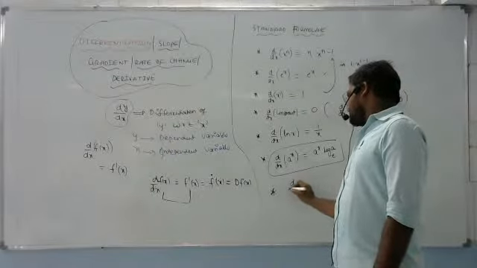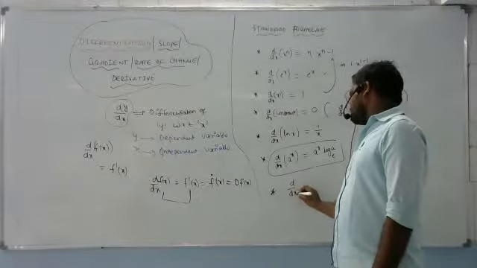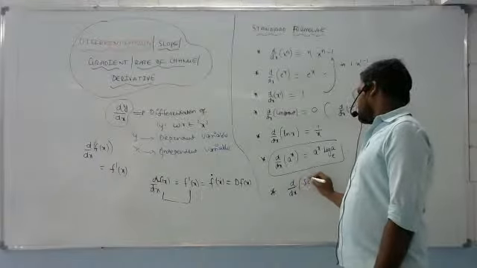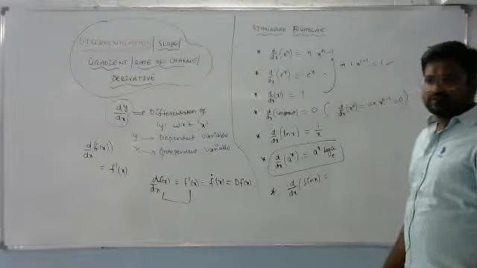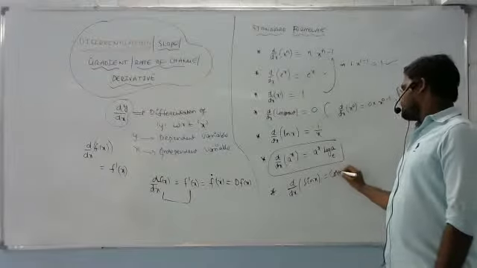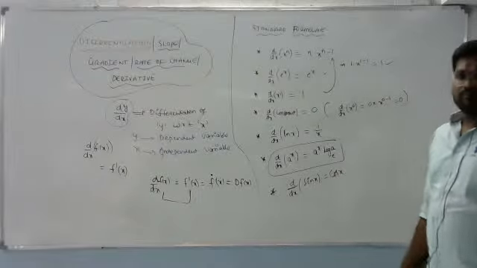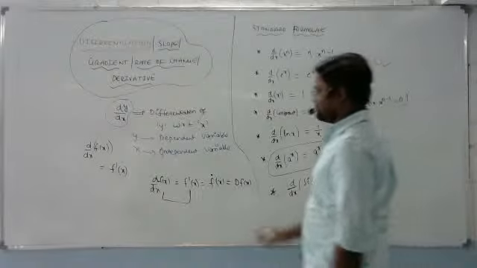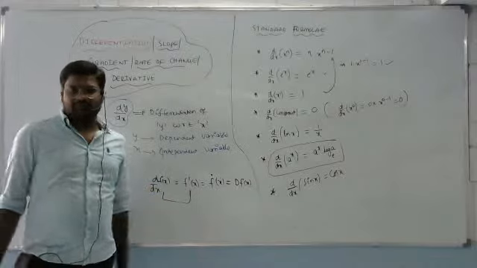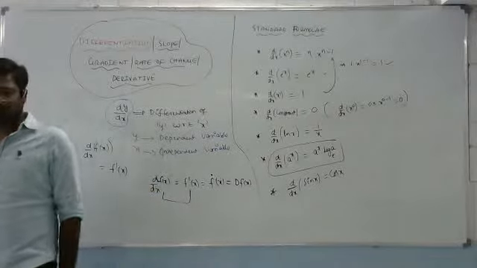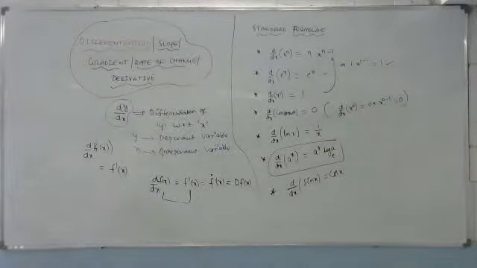Now let us try to understand what is the differentiation of trigonometric functions. d by dx of sin x. This is cos x. Okay. Please copy this one first. Please copy. I will continue with the remaining formulas. Exponential 2.7.